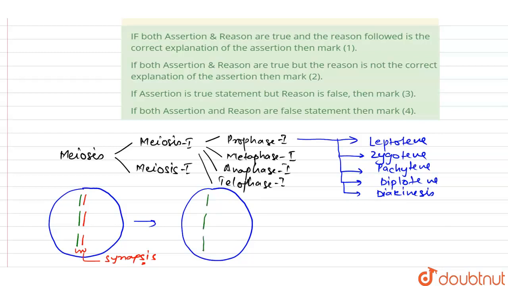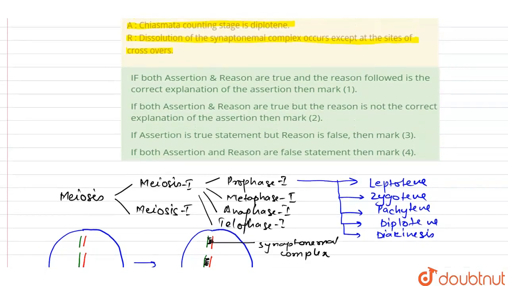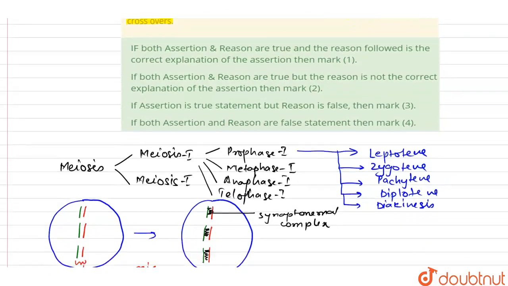These chromosomes are basically held together with the help of a protein complex. There is a protein complex which holds these chromosome pairs. This protein complex is known as the synaptonemal complex. This synaptonemal complex is a ladder-like structure and it helps to keep the homologous chromosomes together.